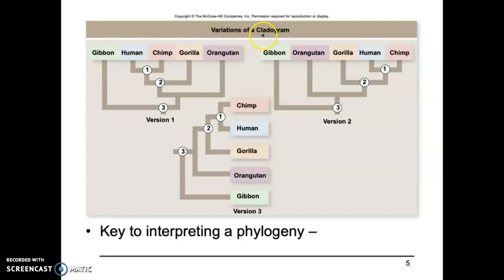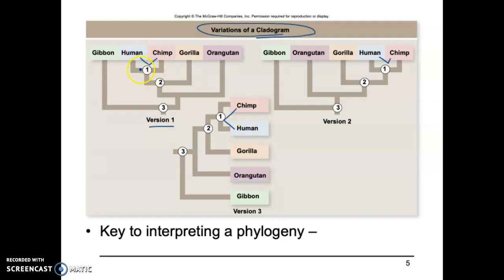So the actual tree itself is known as a cladogram. And what we can see here is this information is presented in just different versions, but it all says the same thing. So if you look at this version 1, humans and chimps are connected at number 1. Version 2, humans and chimps are connected at number 1. Version 3, humans and chimps are connected at number 1. It says the same thing. It's just presented in slightly different arrangements, but the connection between humans and chimps is always that number 1.